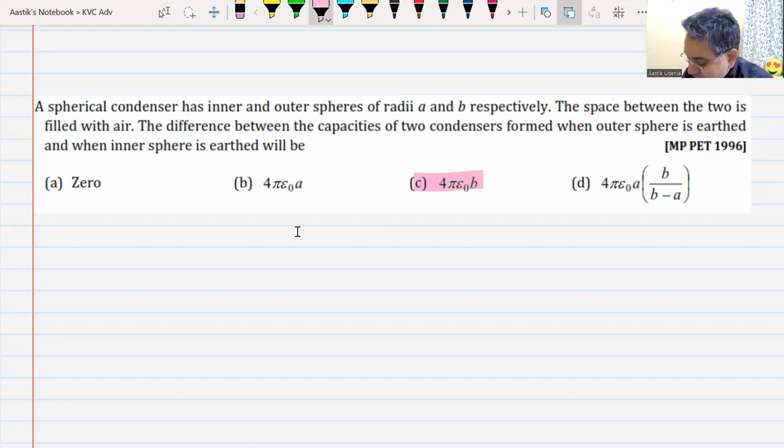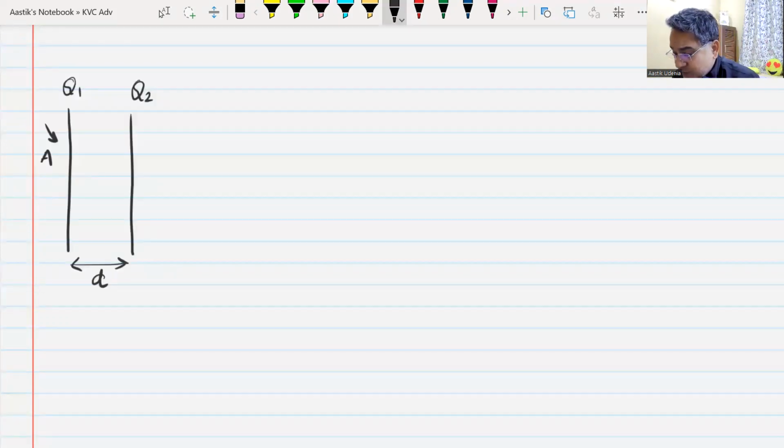here I have produced a question and I hope you will be able to make sense of it. I have got two plates separated by a small distance d. The area of the plates is A. I have given one plate charge Q1, and you can take Q1 greater than Q2. The other plate has charge Q2, both are positive charges.